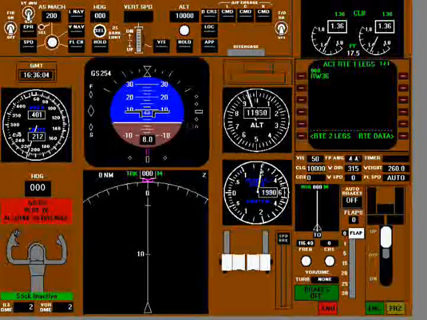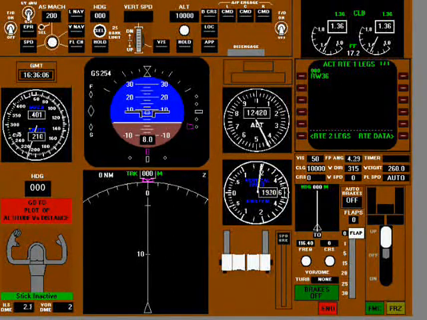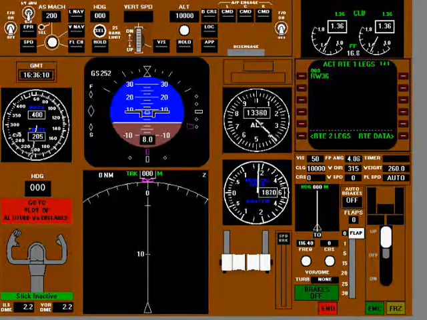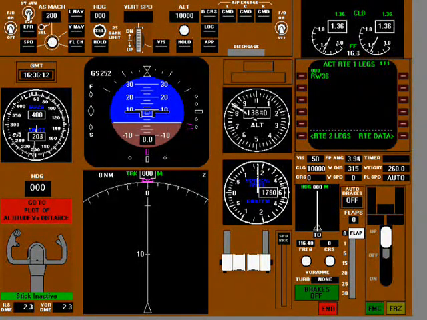And after reaching 200 knots, we'll see a slight decrease in pitch attitude as the altitude increases and thrust is reduced with increasing altitude.